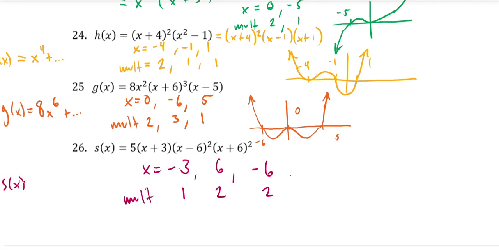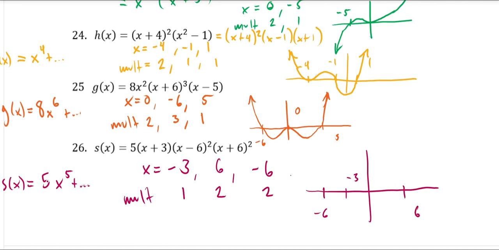Well, s of x is equal to 5 times what we would get if we expanded each of these and just gathered their leading terms, multiplying them together. That would give me an x squared from this one, an x squared from this one, and an x from this one, which would total up to x to the fifth. There's some other lower order terms. We don't care about those. We just want to mark our zeros at -6, -3, and +6.